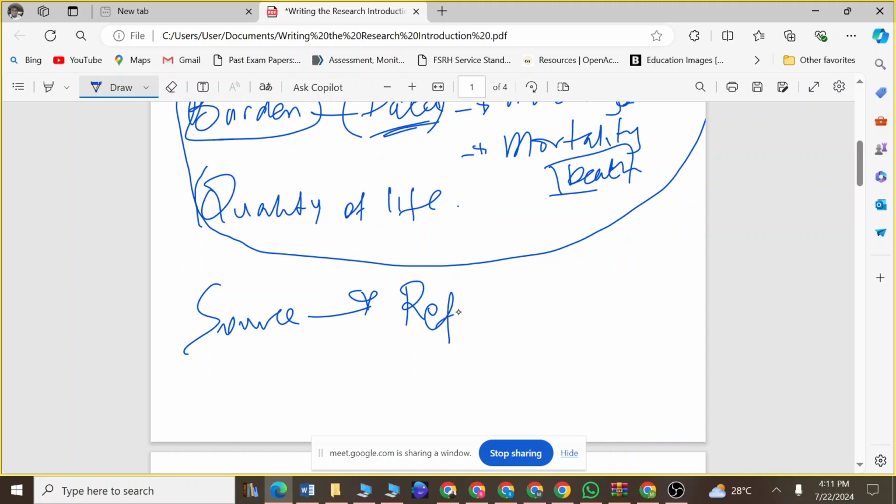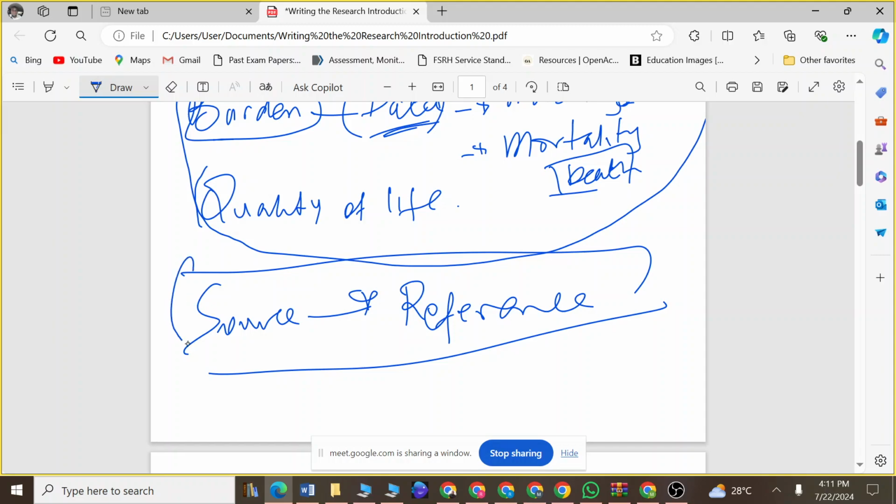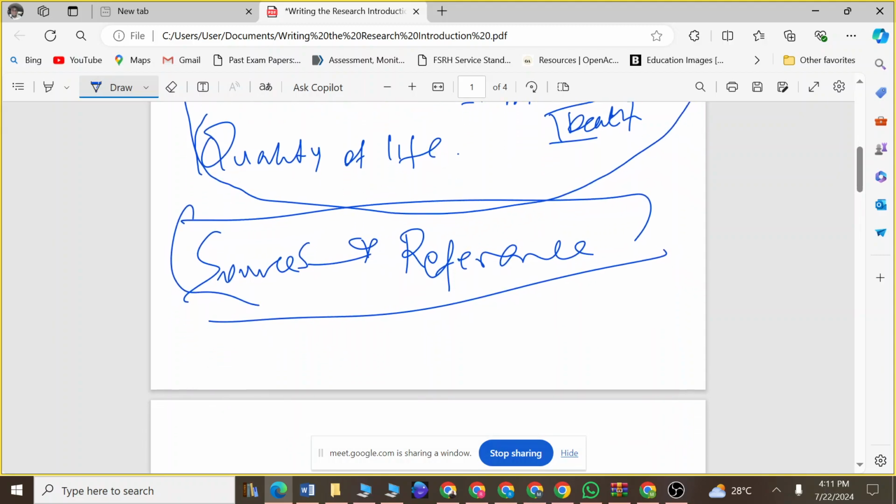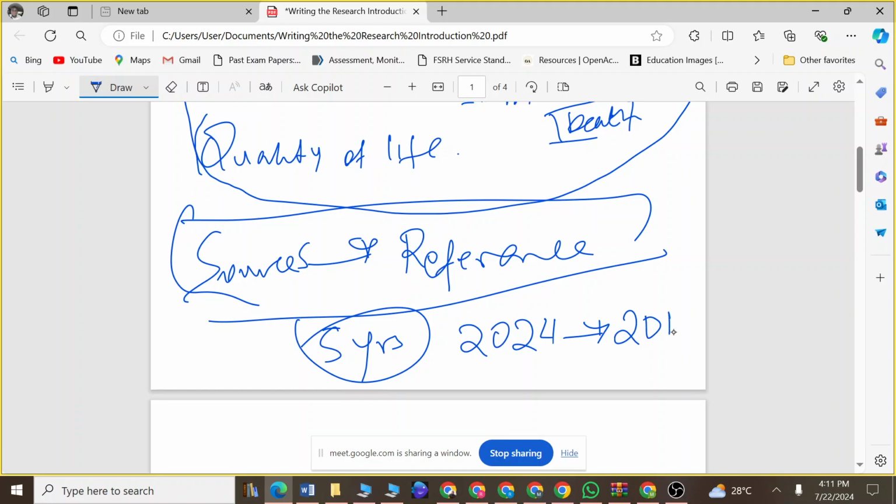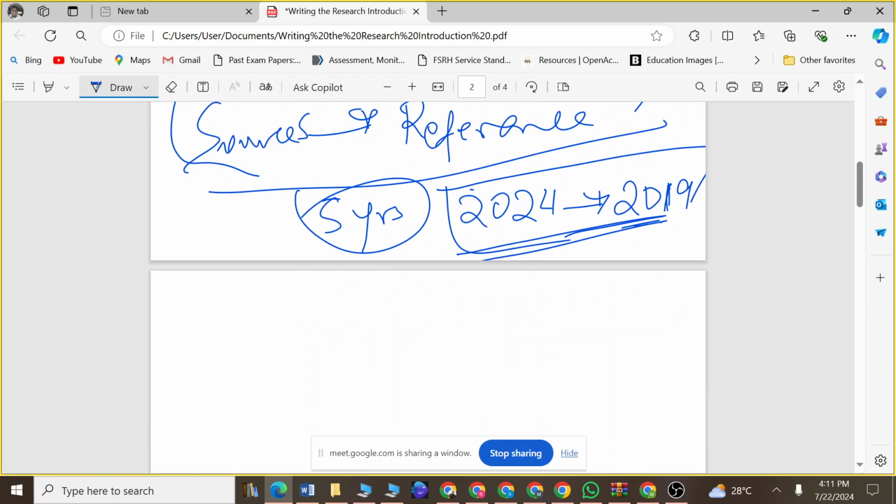you should reference. This is what people forget. Provide references. And for us, the reference should not be more than 5 years old. So since we are in 2024, we don't expect you to have references that are older than 2019. So we should have references that are within that range. Anything beyond that is not something that we expect.